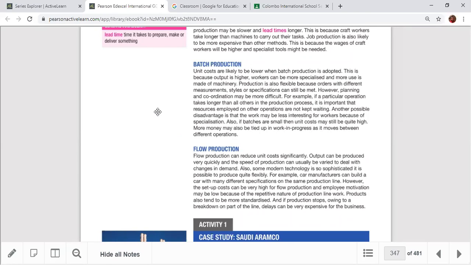So batch production is okay because a large number of outputs can be produced. You can get economies of scale, discounts and everything for large bulk purchases. That is a possible advantage. However, difficulties are there. Worker problems are there because of the batch size. You can use division of labor, job specialization and everything, which leads to monotony, boredom, fatigue.